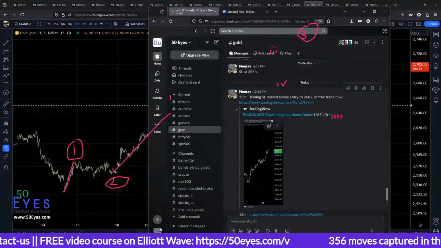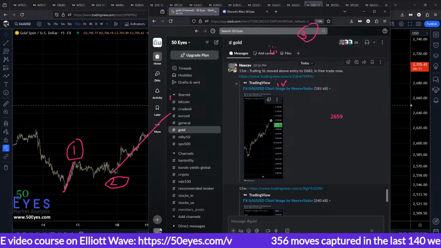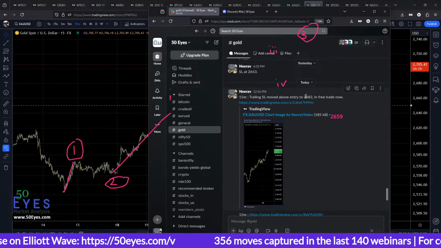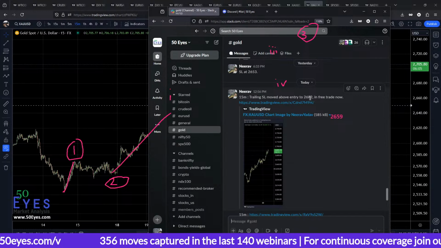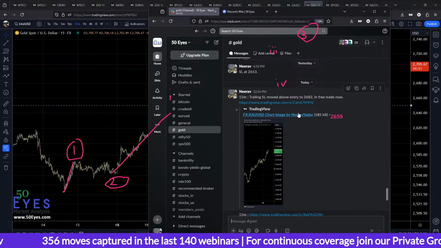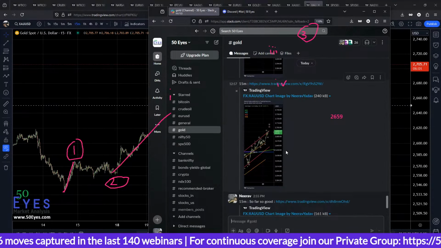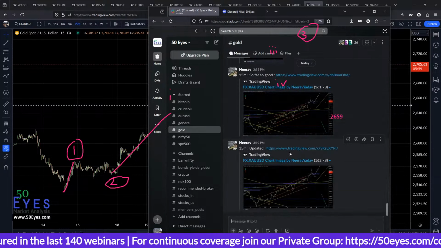And let's see, stop loss at 2653, and then trail moved to 2682. So we are roughly 22, 23 points above our entry. So it's a free trade. And so far, so good. Nothing else to add here.